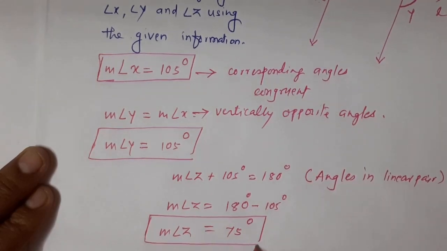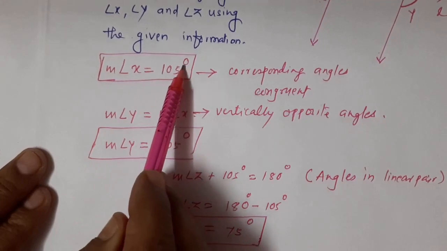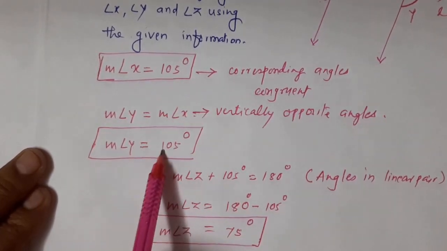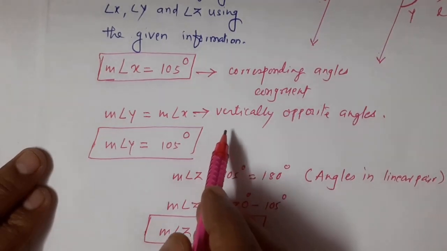Just like that we have found out that the measure of angle x is 105 degrees, the measure of angle y is 105 degrees, and the measure of angle z is 75 degrees, by different rules.